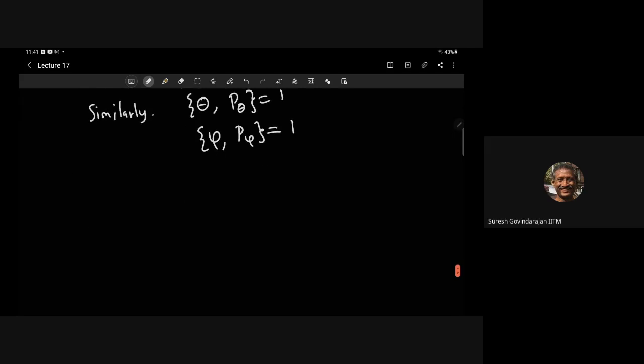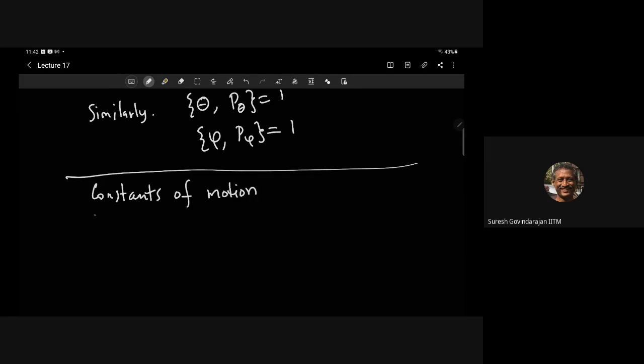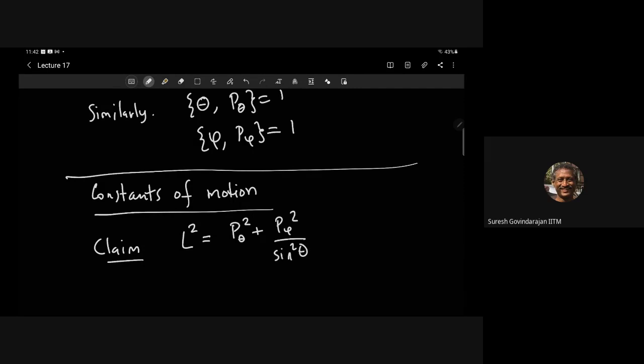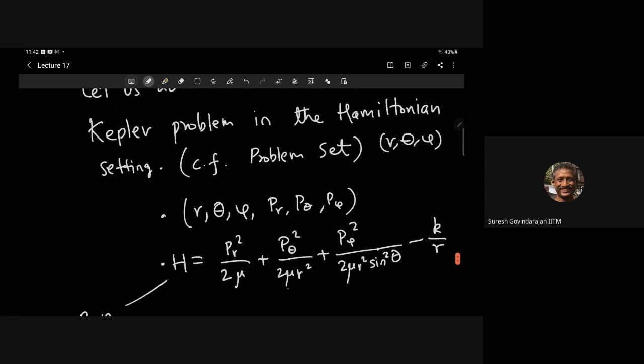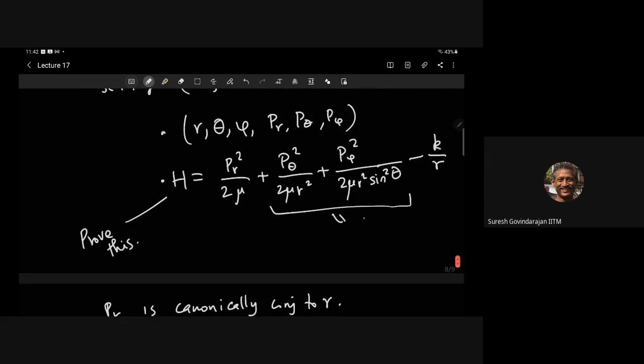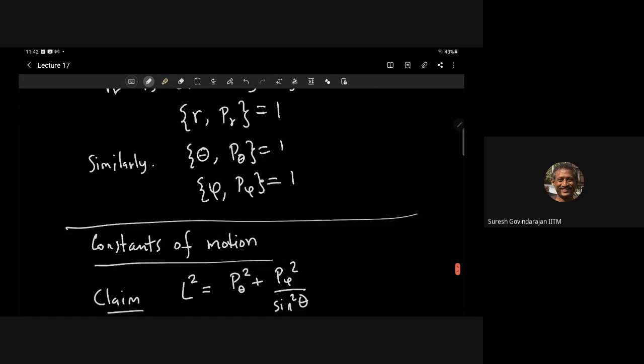So we want to look at constants of motion. But before we do that, just a quick claim. The claim is that L square, angular momentum square, in these variables is P theta square plus P phi square by sine square theta. Coming back here, this term will become L square upon 2 mu R square. This is something we knew from the effective 1D potential, etc.